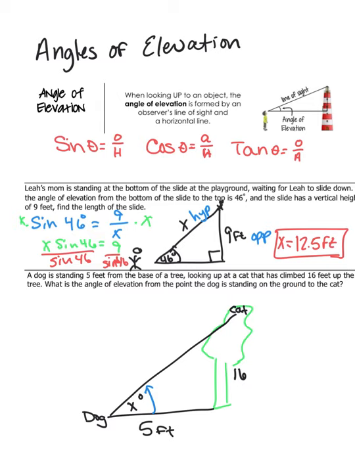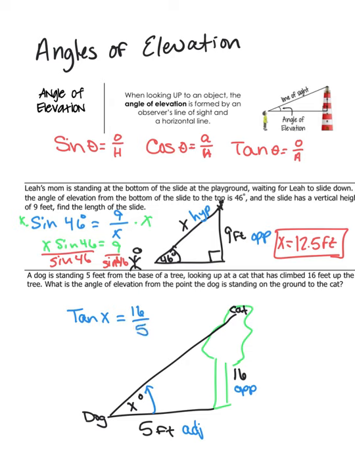I'm still going to set up my triangle with opposite, adjacent, and hypotenuse. So 16 is opposite, and 5 is adjacent. I'm still looking for the trig function that deals with opposite and adjacent. So that's going to be the tangent. So the tangent of x is equal to the opposite over the adjacent.